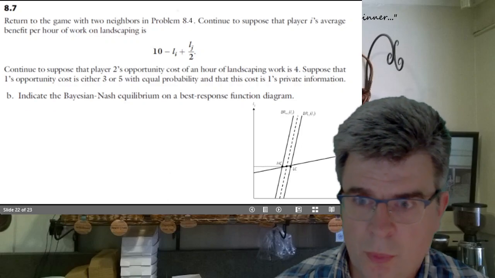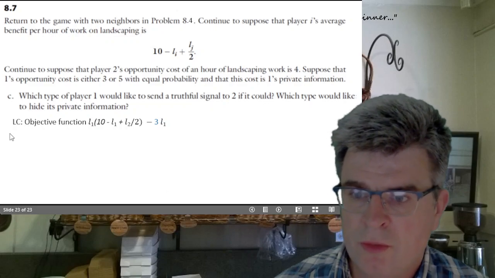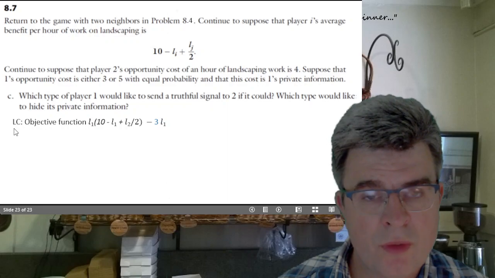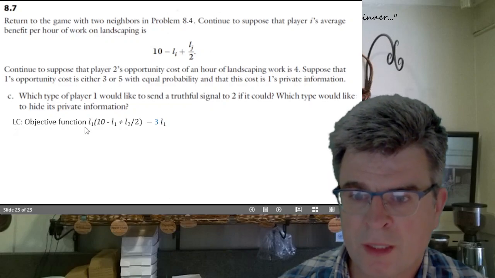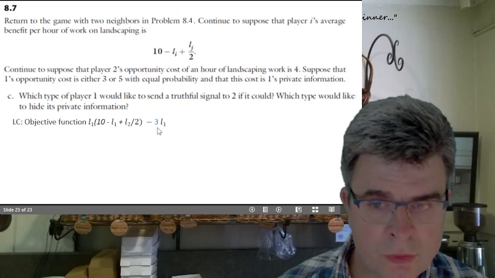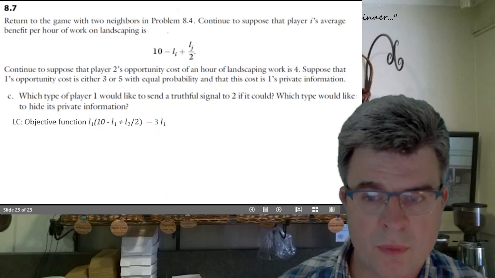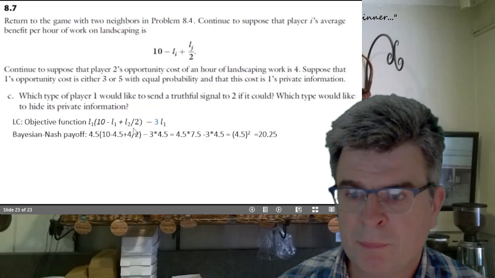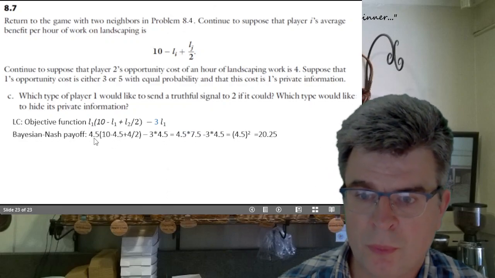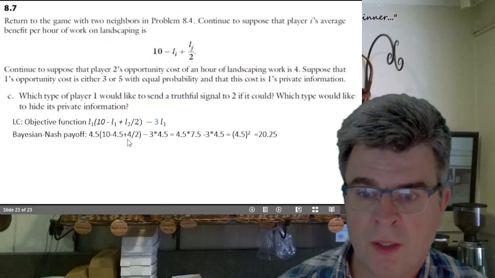So that's the intuition. Now in terms of formulas, if you are of the low cost type, then your objective function is the benefits of gardening minus the cost of gardening, where the opportunity cost of 1 hour of gardening is equal to 3, because you're of the low cost type. And your Bayesian-Nash payoff is equal to 4.5. You will spend 4.5 hours in the garden.